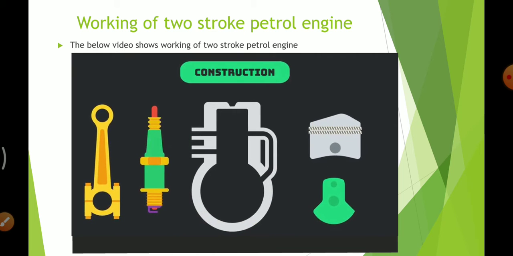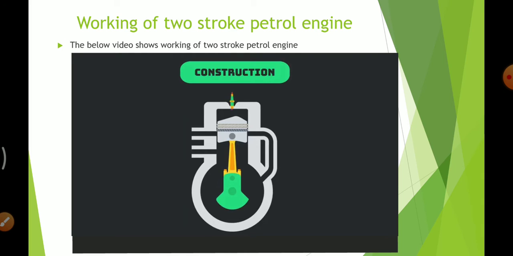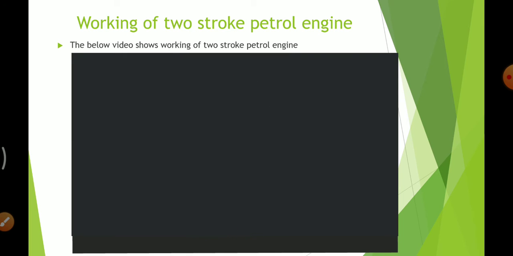Now, construction of an IC engine means how the engine is constructed. The piston is inserted into the cylinder, then the connecting rod is connected to the piston with the small end bearing, and the crank is connected to the big end bearing. A spark plug is provided at the top of the cylinder head to ignite the fuel. This is the construction of an IC engine.